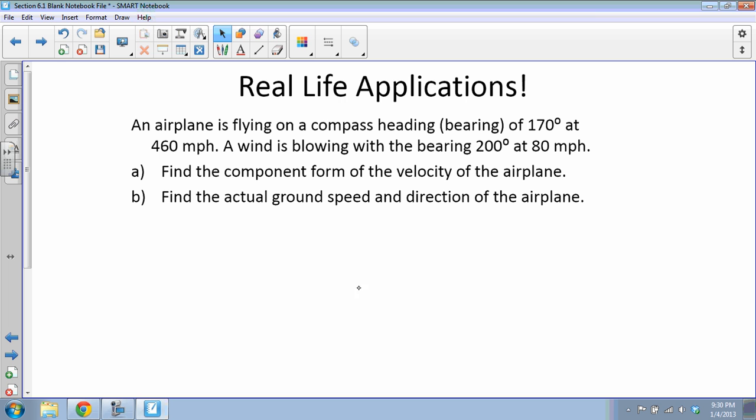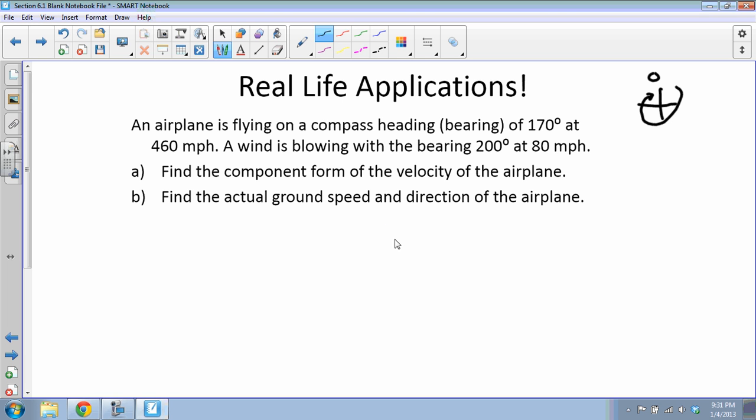So we have an airplane flying on a compass heading or a bearing, which remember, that's where we look at a compass and we start with 0 up here and then we go this direction in our circle. Okay, so 170 degrees, we're starting at 0 and then going to the right 170 degrees. It's going at 460 miles per hour. A wind is blowing with the bearing 200 degrees at 80 miles per hour.